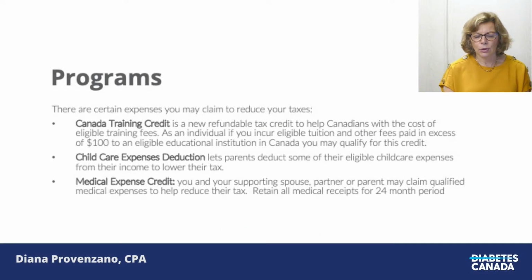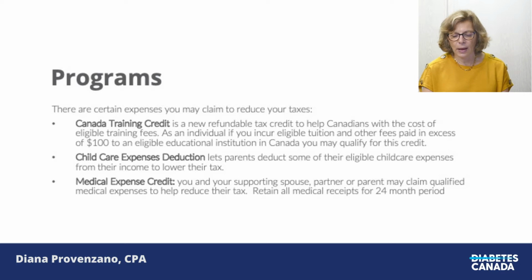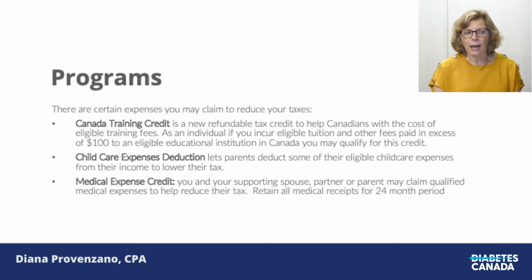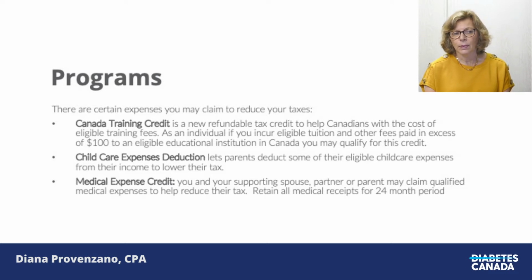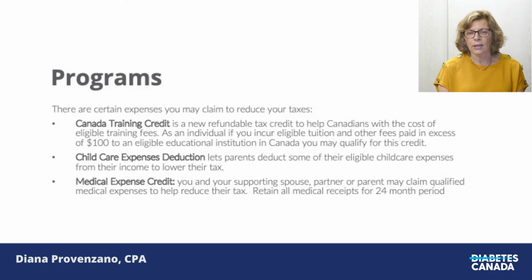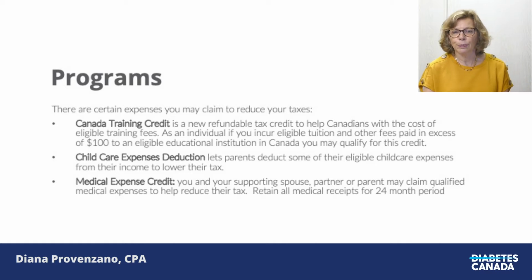To help you reduce your amount of tax paid, you should collect the following receipts. If you have any tuition or education fees that you're paying to improve your working skills, if you're going to university or college on a permanent or part-time basis, if you have child care expenses, and if you have medical expenses. By collecting these receipts, you can possibly reduce your income that is taxable.